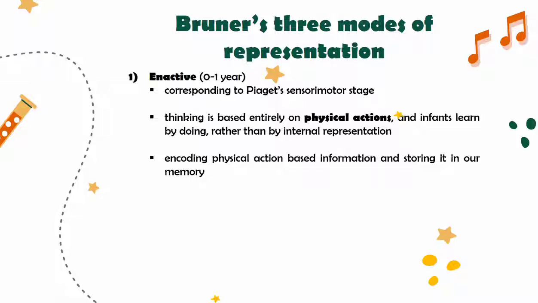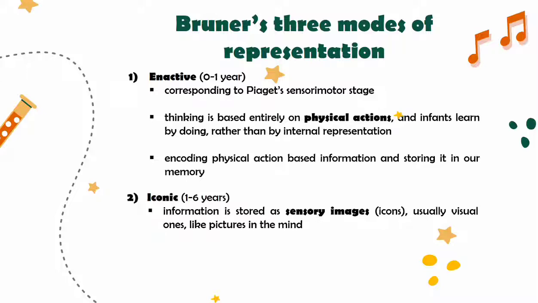So it involves encoding physical action based information and storing it in our memory. For example, in the form of movement as muscle memory, a baby might remember the action of shaking a rattle. This mode continues later in many physical activities as the child develops, such as learning to ride a bike. Many adults can perform a variety of motor tasks such as typing, sewing a shirt, operating a lawnmower, that they would find difficult to describe in iconic or picture or symbolic word form.